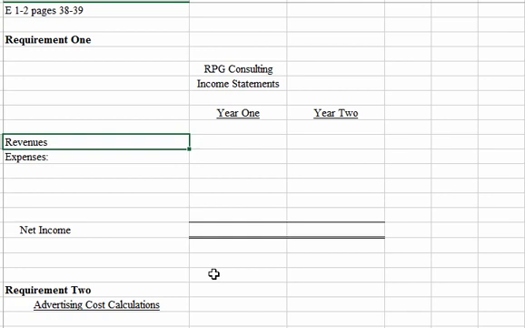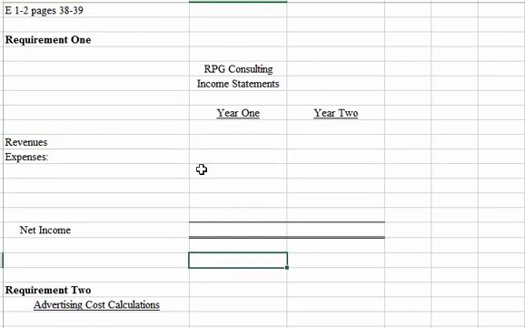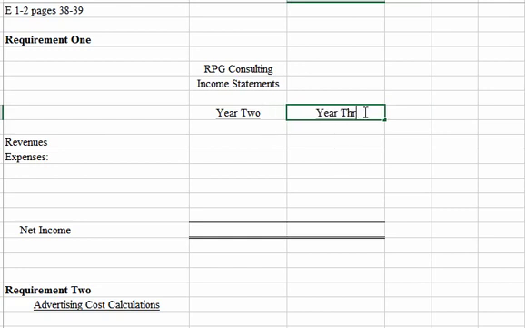Year 2, these should read 2 and 3. Let me make that change. Sorry, I just caught that. Our revenues for year 2, $350,000. Revenues for year 3, $450,000.